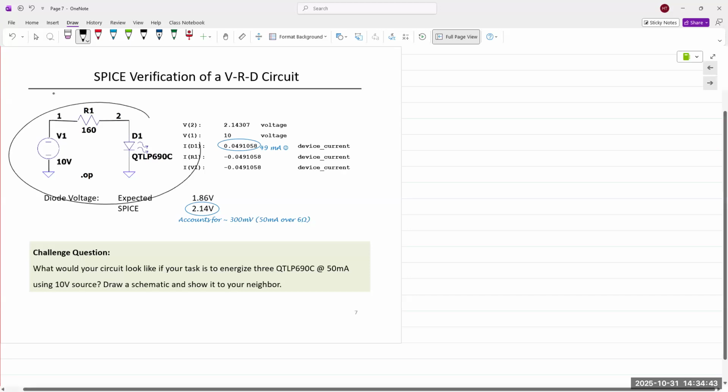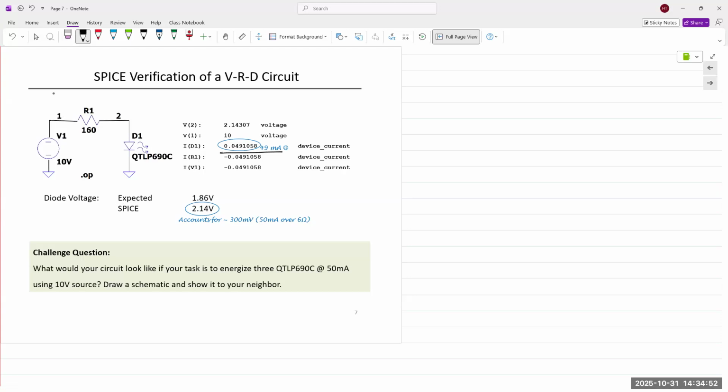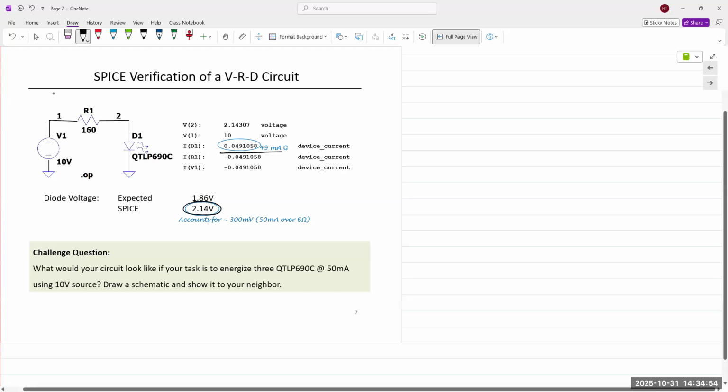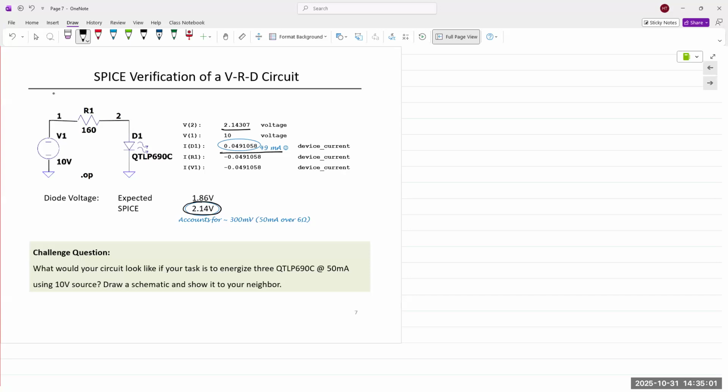So when we run the simulation using the same diode, what do we obtain? We obtain 49 milliamps, and we obtain a diode voltage of 2.14 right there. So we took the 160 ohms, we plugged it in, and we ran the simulation.